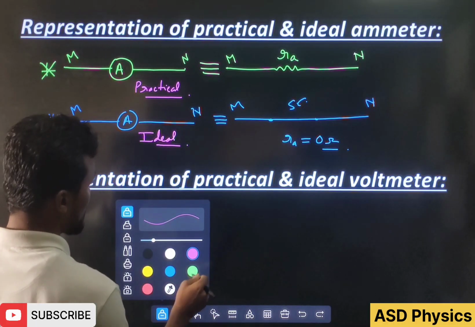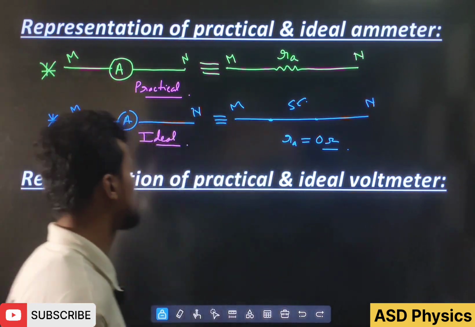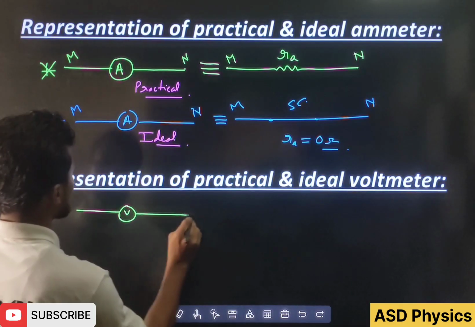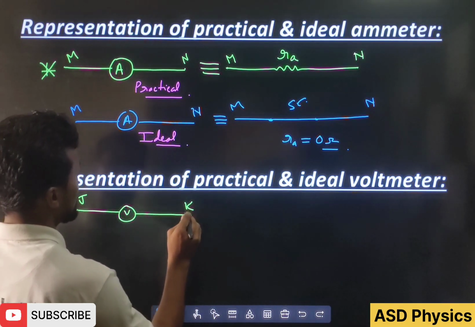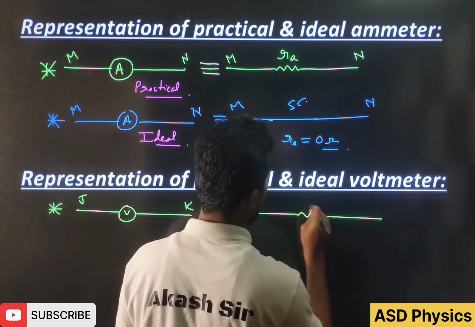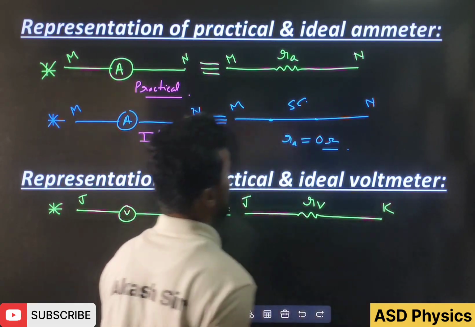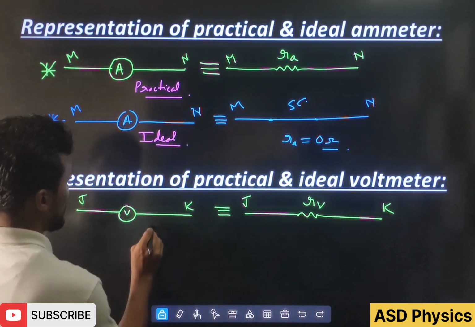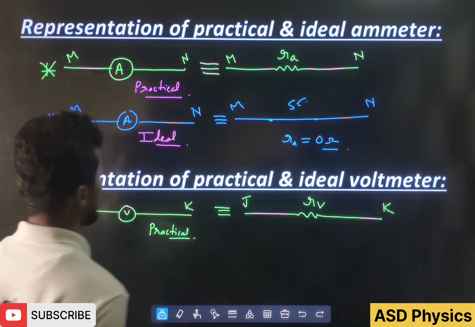Similarly, if we talk about the voltmeter, here is the representation of a practical and an ideal voltmeter. Kindly see. Wherever this voltmeter is connected, let's take for example points JK. This voltmeter will be replaced by the resistance of the voltmeter. These are the terminals JK. Remember that this resistance is going to be very high, in the order of mega ohm. And this is the practical voltmeter.